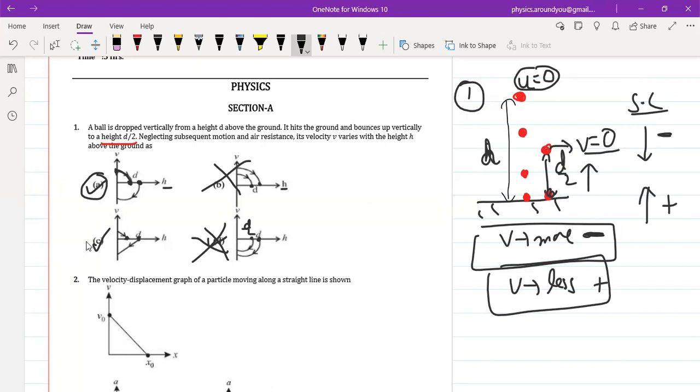What about C? C also satisfies the above condition. So should it be a curve or should it be a straight line? Here is where we need to give a thought about the third equation of kinematics. V square is equal to U square plus 2AS, right? Any object in free fall satisfies this equation. So the square of velocity always depends on the displacement or the height, right?